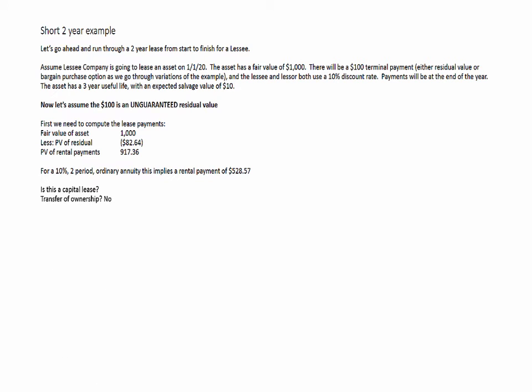So again, we have to go through the steps of deciding whether or not this is a capital lease. Again, does the lease transfer ownership? No. Is there a bargain purchase option? No. Is the lease term 75% or more of the asset useful life? No. Is the present value of the minimum lease payments more than 90% of the asset's fair value? Now again, the minimum lease payments includes the rental payments. The rental payments have a present value of $917.36. So yes, that is more than 90% of the asset's fair value, so this is a capital lease.